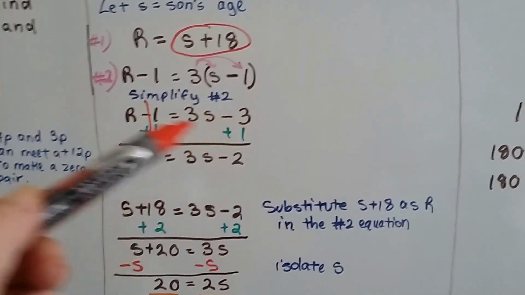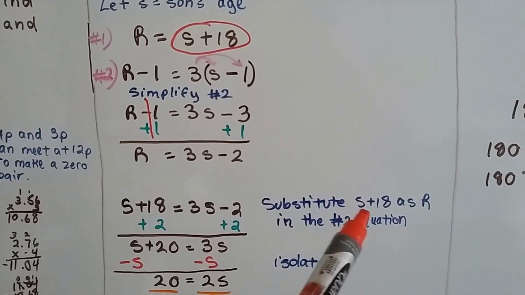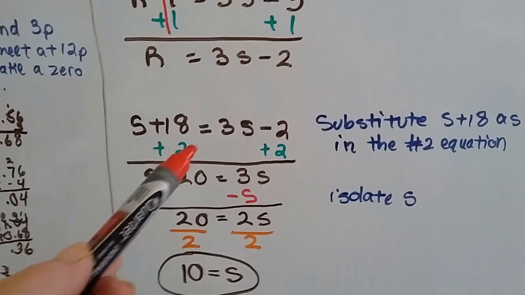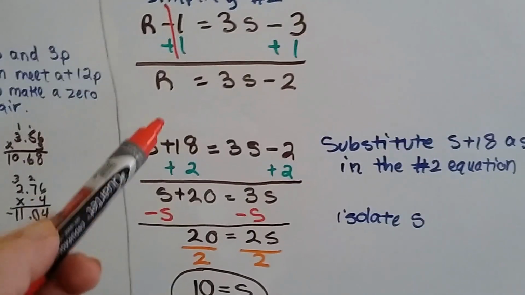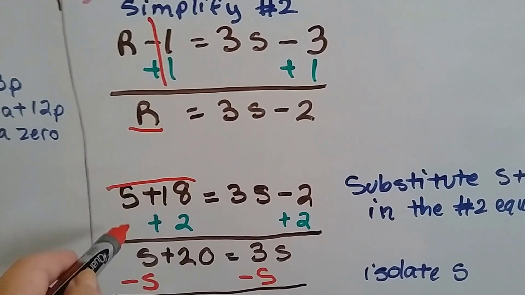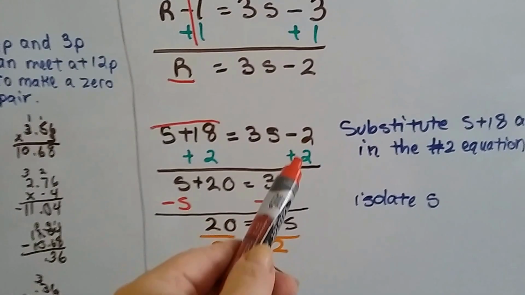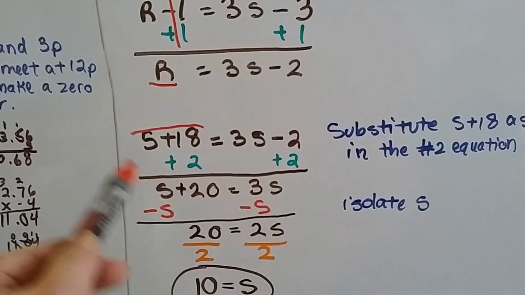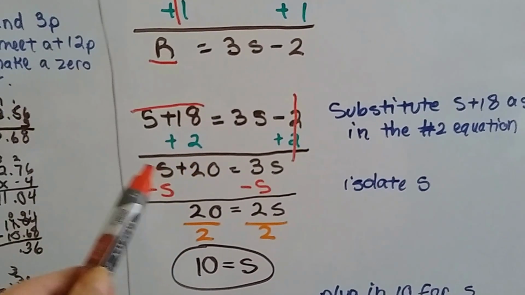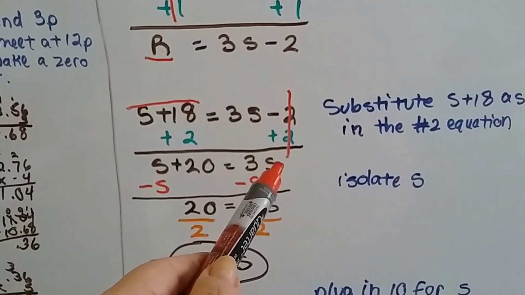So now, instead of r in the equation r equals 3s minus 2, we plug in the s plus 18 as the r. So now we've got s plus 18 equals 3s minus 2, see? So this r got changed into this s plus 18, see? Now, we've got a minus 2 over here, so we can add 2 to both sides to create a 0 pair here and get rid of this. So now we've got s plus 20 equals 3s.